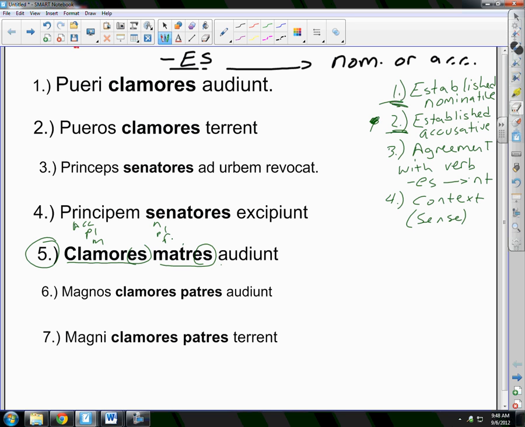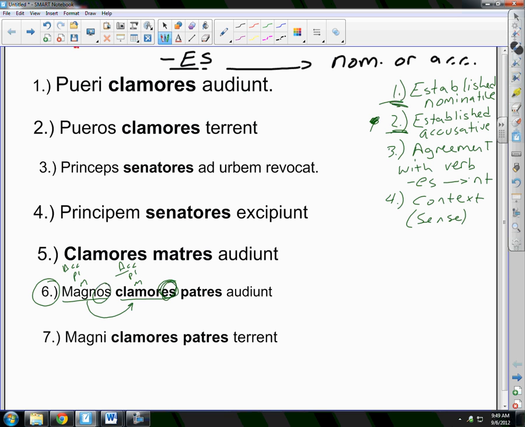All right, going to number 6. Whenever I read number 6, I get magnos here. I know that that's accusative plural and masculine. I get to clamores. Is it accusative or is it nominative? This time the adjective is going to help me decide. Adjectives have to agree in case, number, and gender with the words that they modify. So if it agrees, it's going to be accusative, plural, and masculine. That's how I decide whether this es right here is nominative or accusative plural.